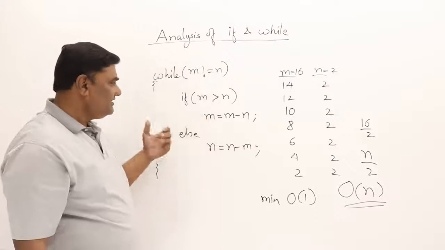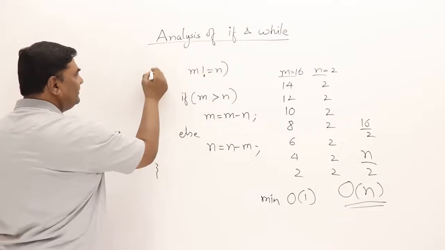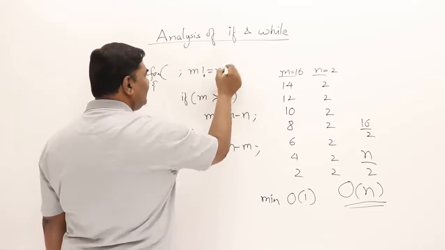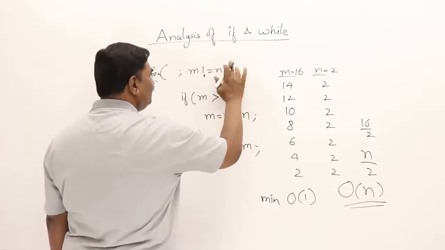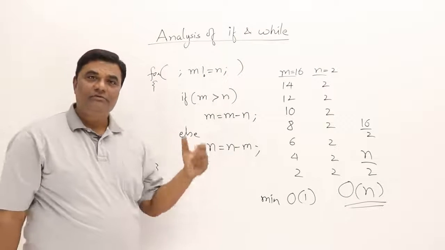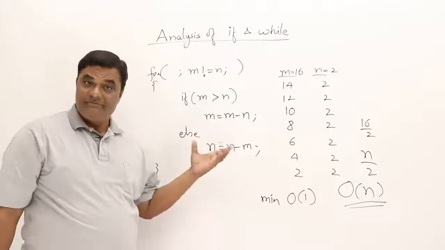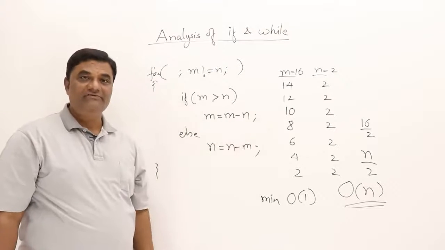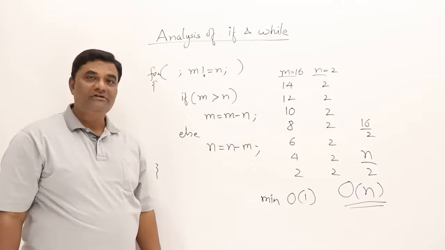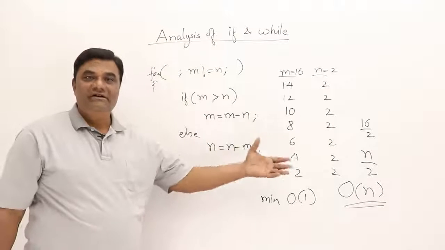I can write the same thing even using for loop. I'll just convert it into for loop, with nothing initialized and only the condition, then no updation. I can use for loop also. Anyway, this is the GCD, one of the procedures. There are other procedures also, you can find out that. And in this procedure, the time I am getting is n by 2, so I wrote it as order of n. So if it's a while loop, then I have to study it and find out.